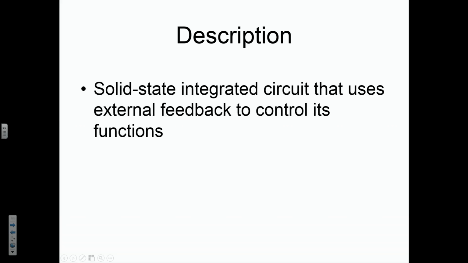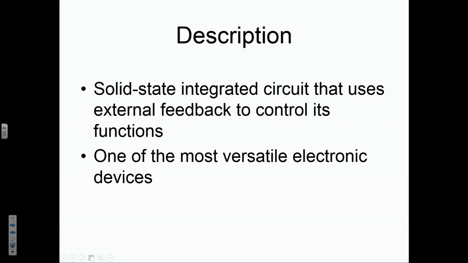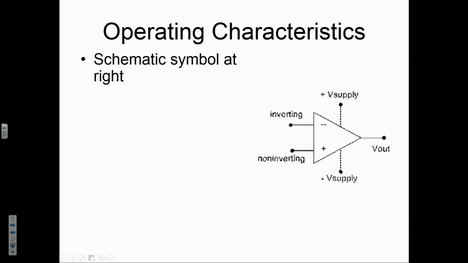Op amps are solid-state integrated circuits that use external feedback to control their functions. And they are one of the most versatile electronic devices, and that's why we will spend time on them and why the 2 golden rules of op amps are so important. In terms of operating characteristics, you can see that they have the schematic at the right. You've got 2 inputs and 1 output, and these are your supply voltages, your positive supply voltage, your negative supply voltage.